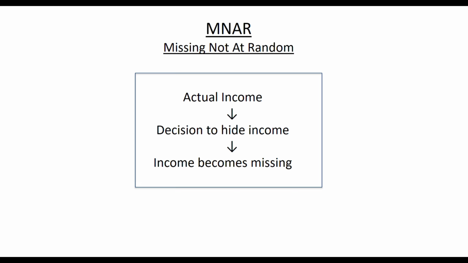This is called missing not at random, or MNAR. So to remember the three types, MCAR means completely random, MAR means missingness depends on observed information, and MNAR means missingness depends on the missing value itself or an unobserved factor. Understanding these three types is important because the correct handling strategy depends on why the data is missing in the first place.